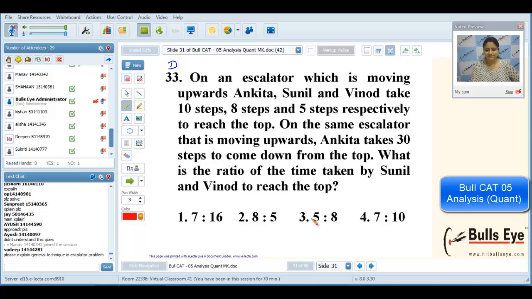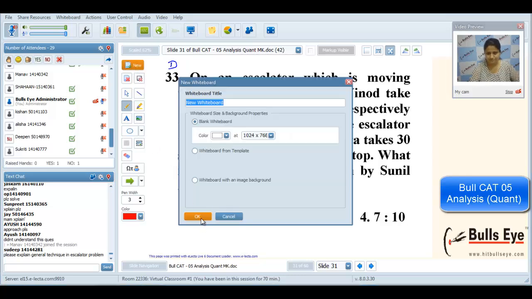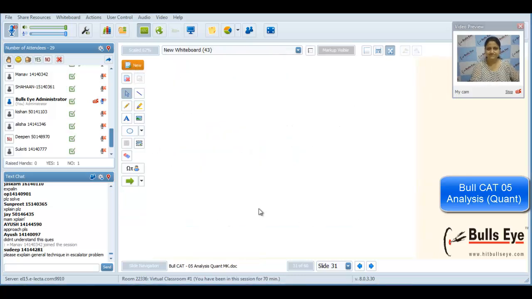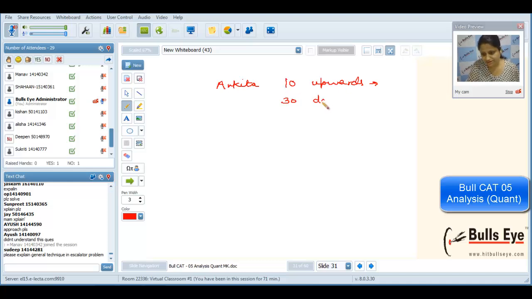On the same escalator that is moving upwards, Ankita takes 30 steps to come down from the top. What is the ratio of time taken by Sunil and Vinod to reach the top? Okay. First of all, whenever you have an escalator question, try to find the number of steps in the escalator. I'll take Ankita. It says, if Ankita is moving upwards, she is taking 10 steps. Upwards means with the direction, because your escalator is moving upwards. And if she is moving downwards, she is taking 30 steps.